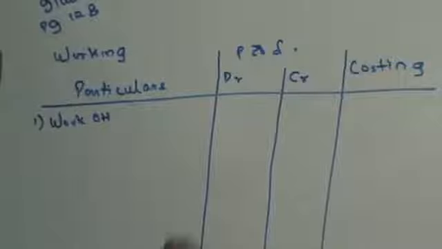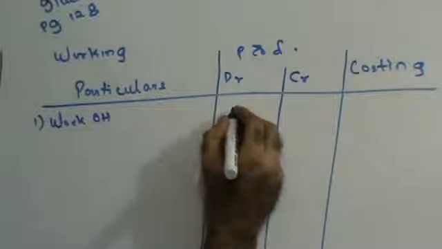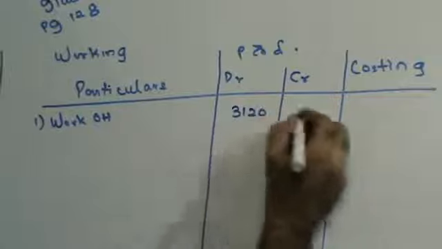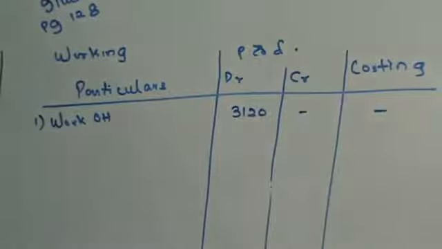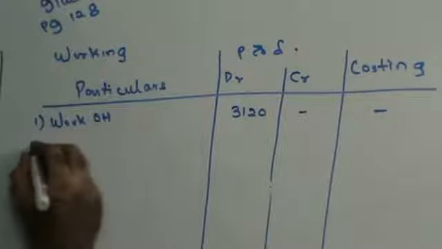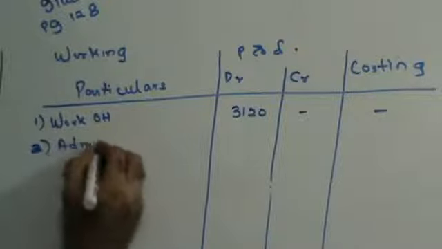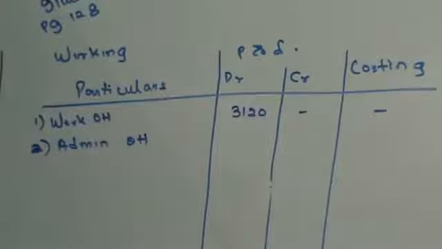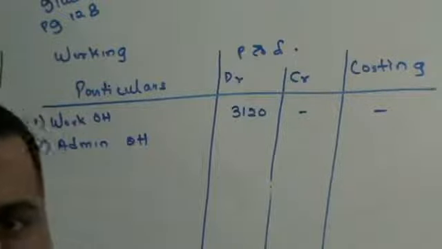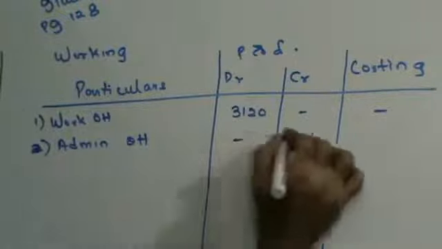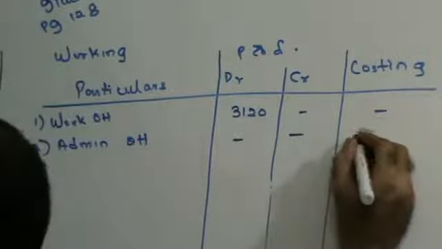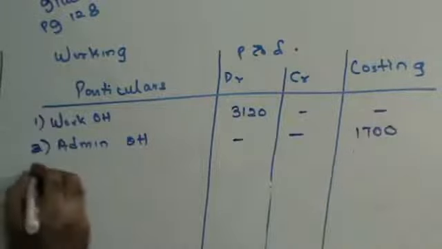So here they said work overheads are under recovered in costing. Since they have been under recovered in costing, you will make the entry in P&L 3120. Under recovered means you make the entry in the other book. Right? Administrative overheads over recovered in costing. Since it is over recovered in costing, you will make the entry in costing. If it is over recovered in a particular book, you make the entry in that same book. So that is 1700.